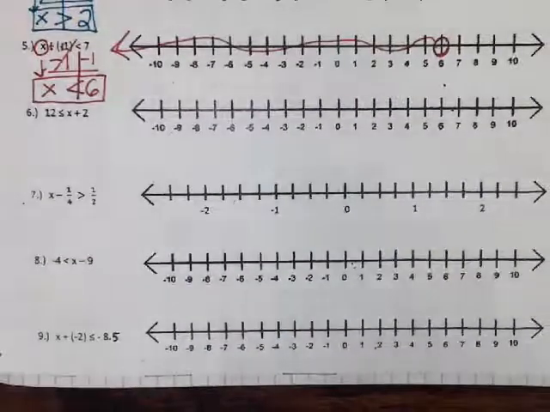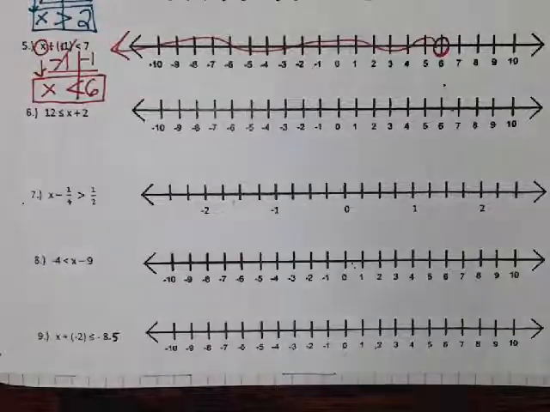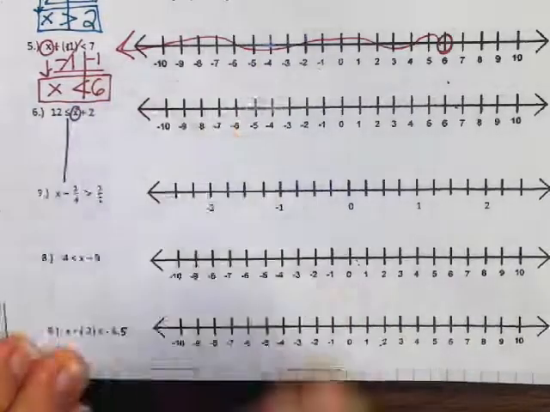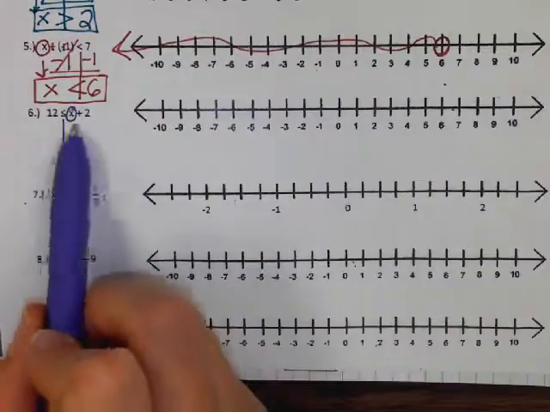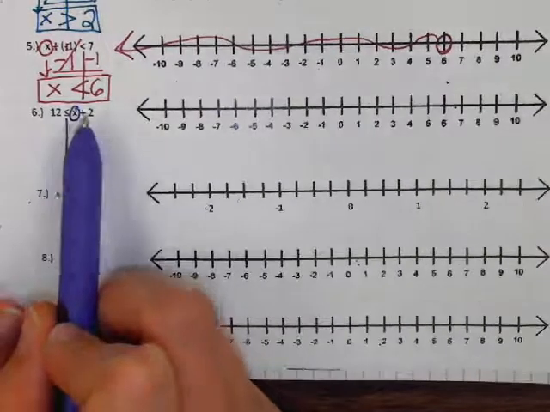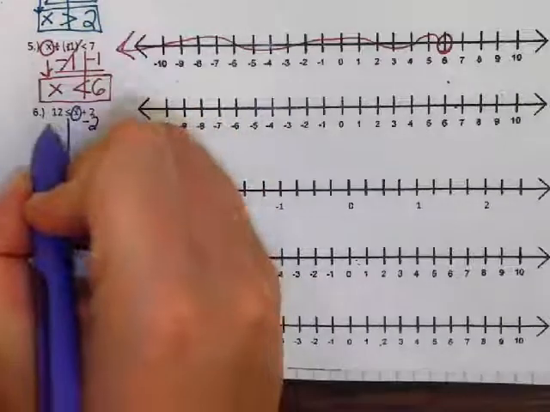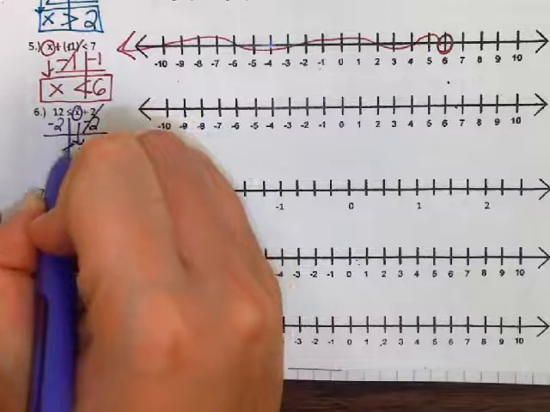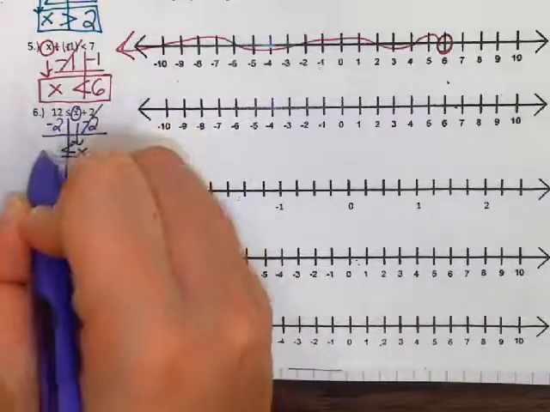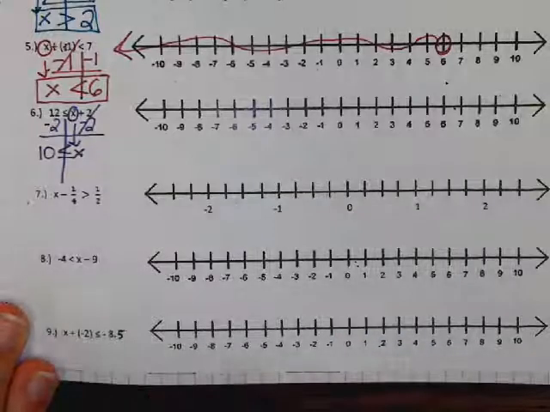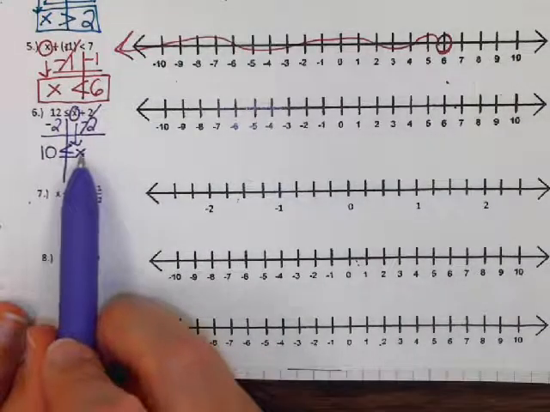4 left. Number 6. 12 is less than or equal to x plus 2. Just because my variable's on the right doesn't mean anything changes. Okay, I keep it as it is. So I'm going to subtract 2 from both sides because I want to get x by itself. Bring down my x. Bring down my less than or equal to. 12 minus 2 is 10.